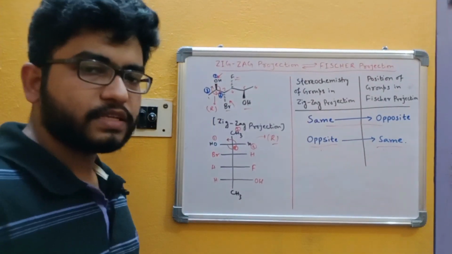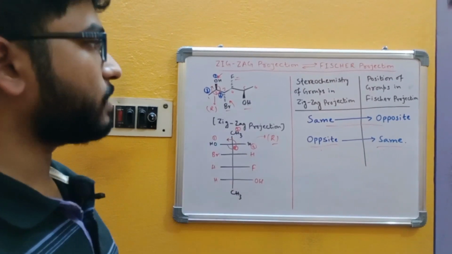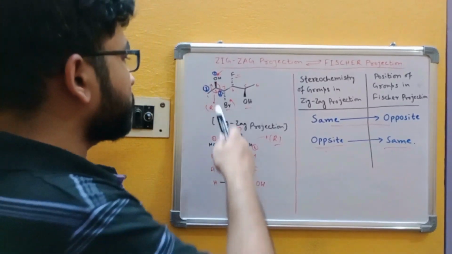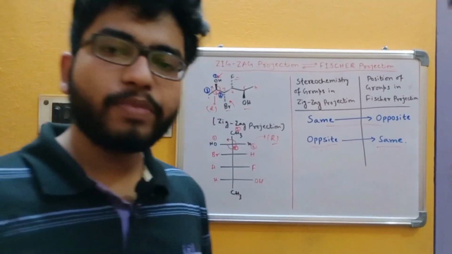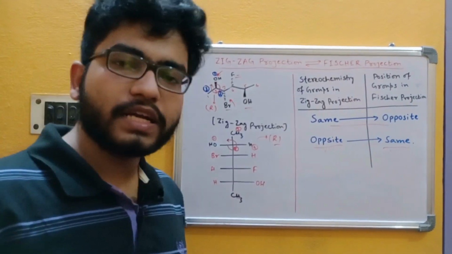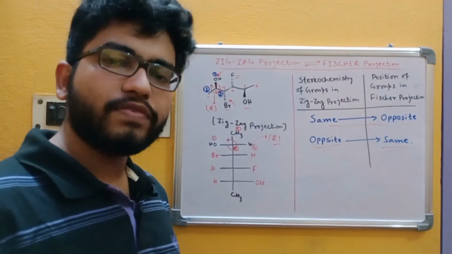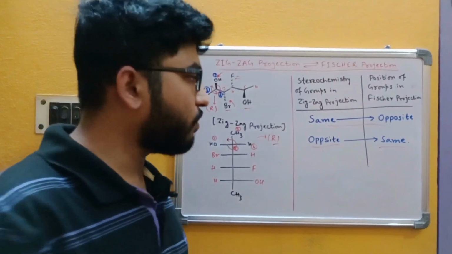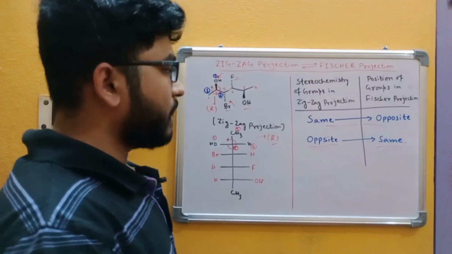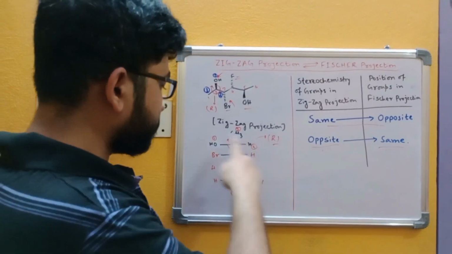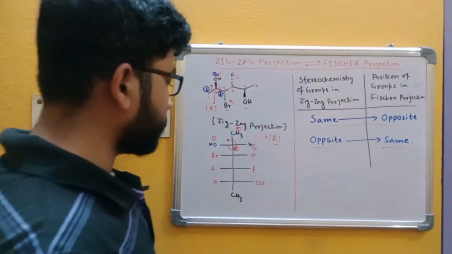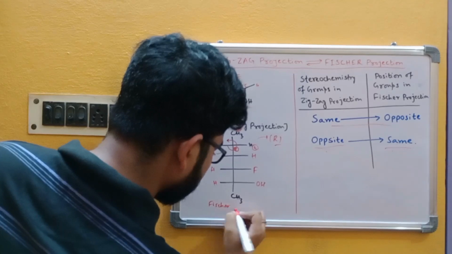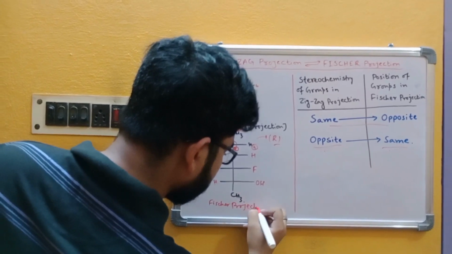So this was the trick of converting zigzag projection into Fischer projection. Firstly, we have to assign the RS configuration of the two numbered carbon. Then we have to place OH in the Fischer projection in such a way that the absolute configuration of the two numbered carbon will be the same. Then we will follow this trick, and accordingly we will find that this structure corresponds to this zigzag projection. And this is the Fischer projection.